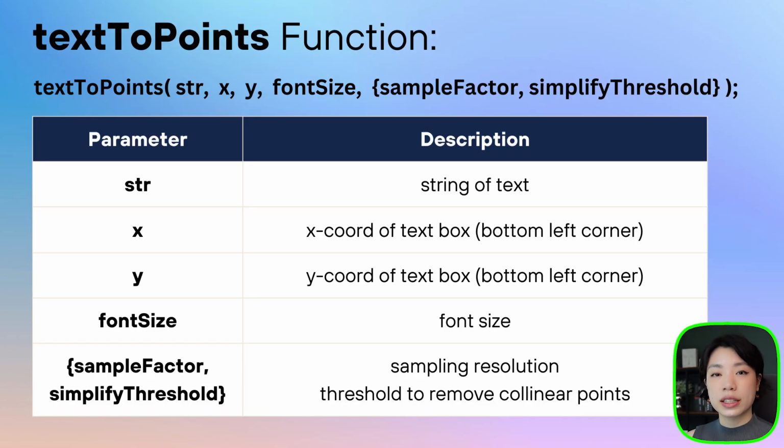The textToPoints function can take in a total of 5 arguments, 3 of which are required, the first 3. The first argument is the string of text that we want to get the array of points for. The second and the third are the x and y position of the bottom left corner of the bounding box of the text that we're going to write.